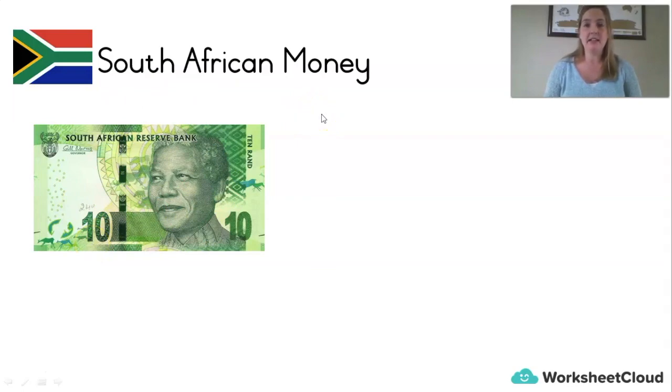Every country has its own money, and in South Africa our money is called rand. Rand and cents. In America, it's called dollars. In the UK, it's called pounds. In Europe, it's called euros. But in South Africa, we call it rand. So this is 10 rand.